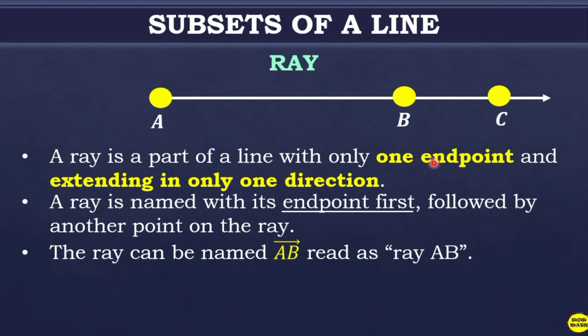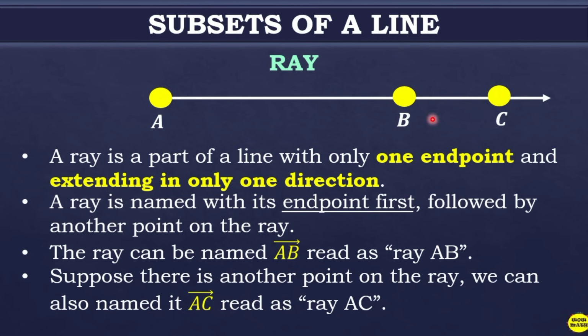Okay. Now, what if I also have another point? Okay? Paano kung meron pa tayong isa pang point? So, paano natin siya papangalanan? Okay. So, kung meron pa tayong isang point dito, let's say meron pang isa, pwede mo rin siyang tawagin na ray AC. Bakit? Kasi yung C ay nandun rin siya sa side nung may arrow. So, yung infinite. Okay? So, lagi pong endpoint first. So, ray AC. Pwede rin po.